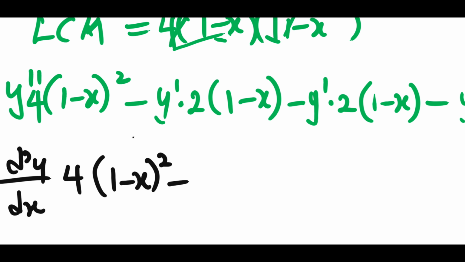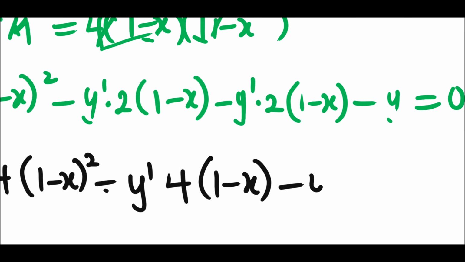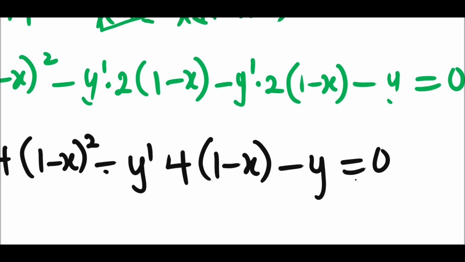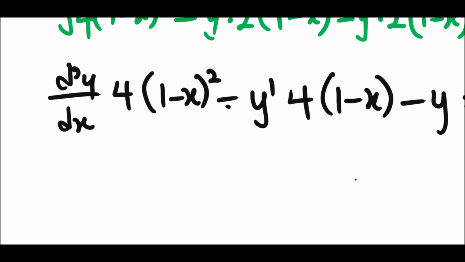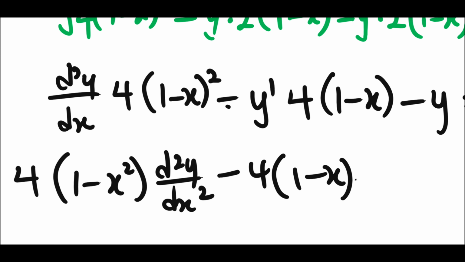So let me bring my y prime. So negative 2 minus 2 gives us negative 4. So here will be 4. There's negatives already here. So 4 multiply 1 minus x in bracket. Alright. Then we continue to the next one. We have minus y all equal to 0. Let us rewrite it well. So we are going to get it as 4 times 1 minus x squared, the 2y, the x squared. Then here will also be minus 4 multiplying 1 minus x.